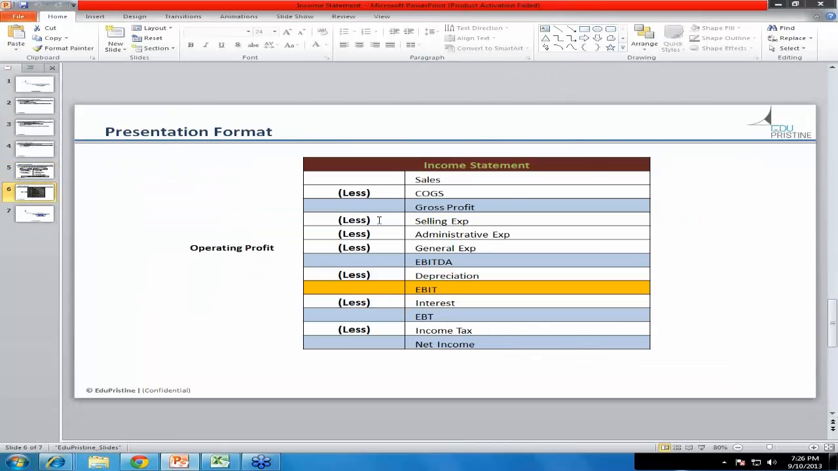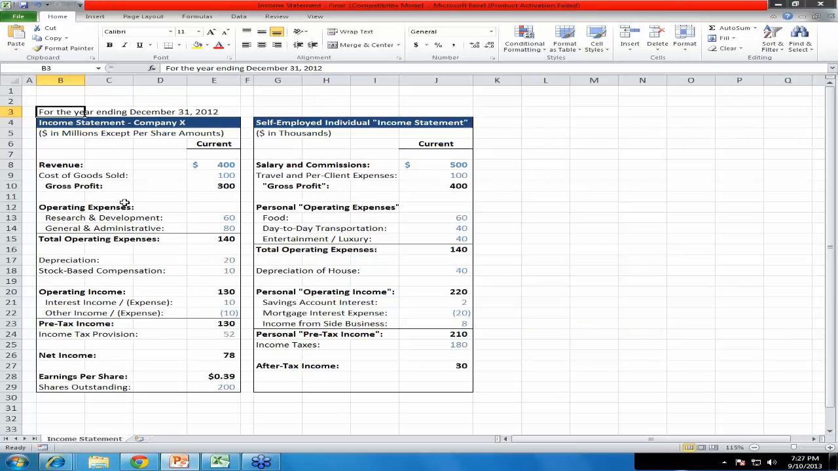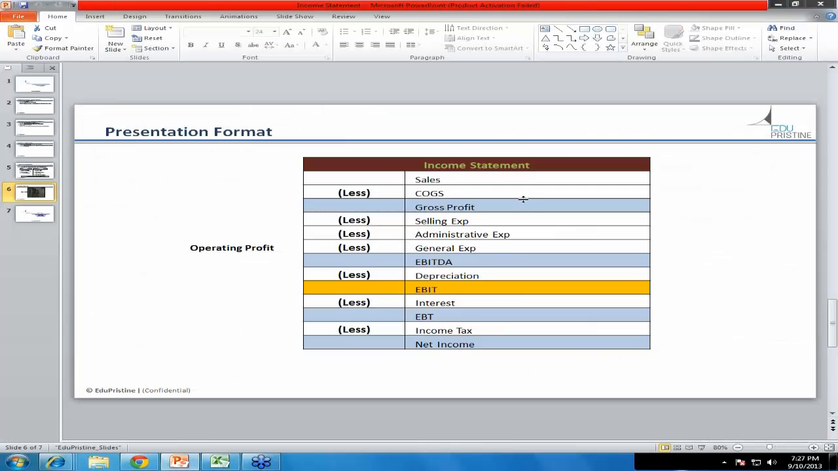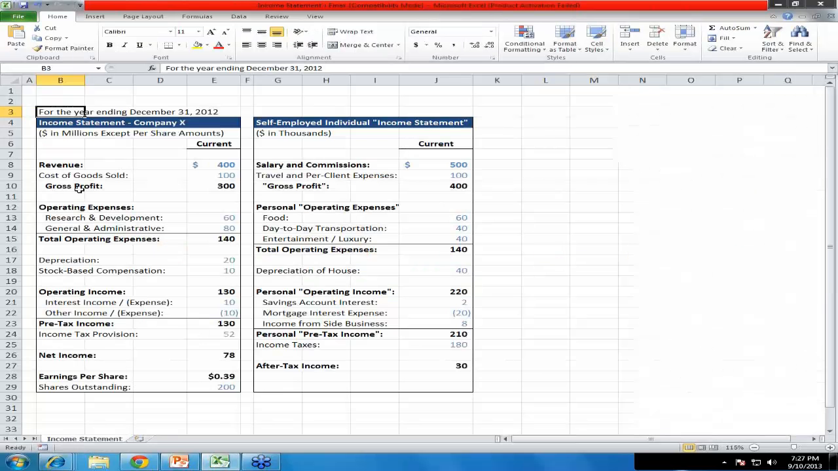Finally, as I walk you through the actual numbers here, this is what the pro forma looks like. This is how we at EduPristine want to ensure that our students understand exactly how the CFA exam would typically be testing, and this is the format that they will be following. Sales minus cost of goods sold generates the gross profit, just like we have it here.